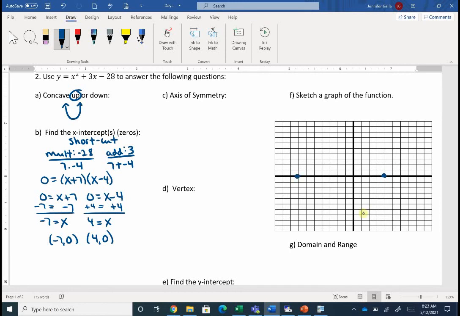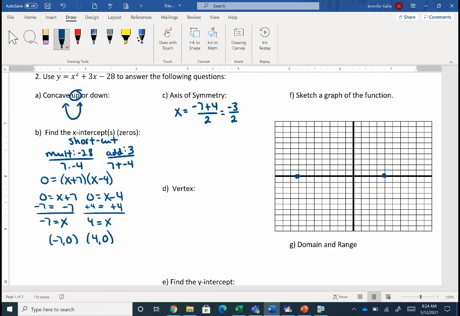I recommend for the axis of symmetry, add your x-intercepts together and divide by 2. That's going to be the easiest way to find where that axis of symmetry is, aka the middle. We've got to find the middle so we can find the vertex.